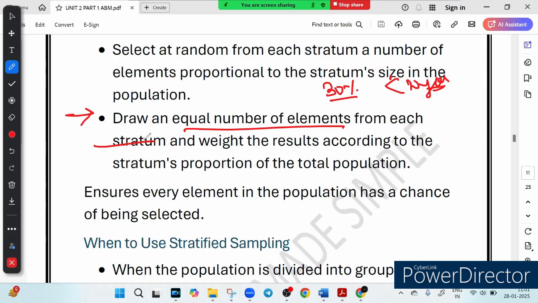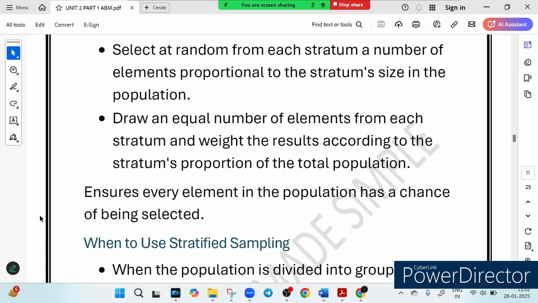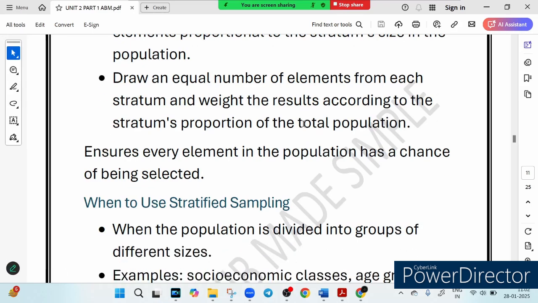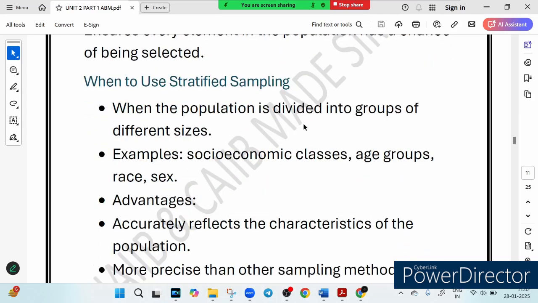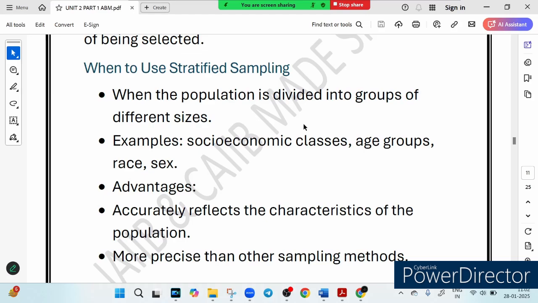So friends, why use this? Simply, it makes sure that everyone has a chance to be included, no matter their group, and it is more accurate. Method number 2, which we just talked about, is more accurate because we draw an equal number of elements from each stratum, so it gives all people a chance to be included. It is more accurate than random sampling alone, and you will get a clear picture of the entire population.